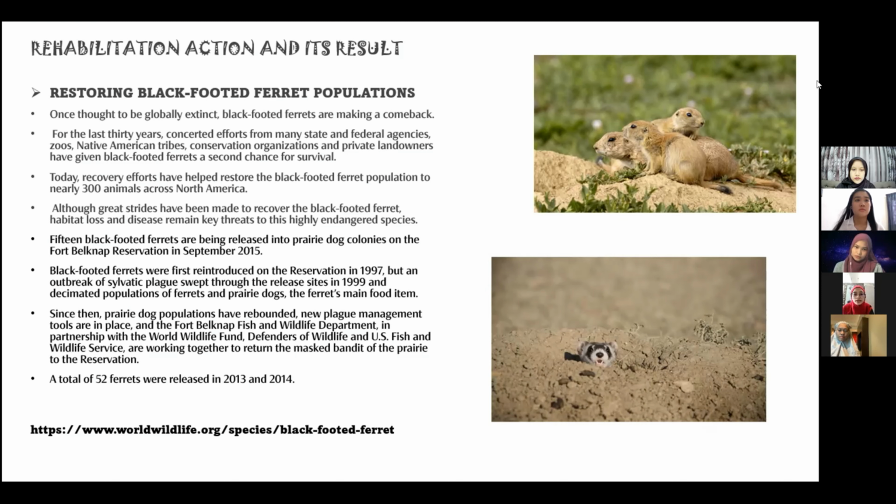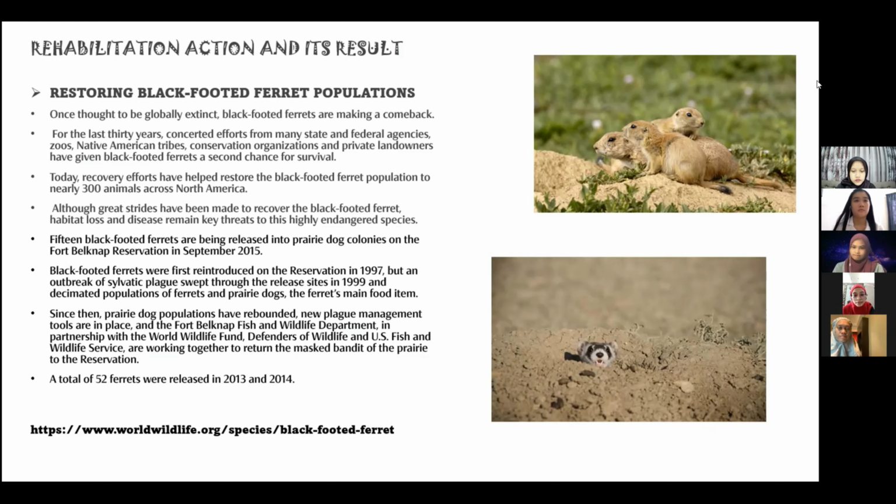After that, although great strides have been made to recover the black-footed ferret, habitat loss and disease remain key threats to this highly endangered species. 15 black-footed ferrets were released into prairie dog colonies on the Fort Belknap Reservation in September 2015. Black-footed ferrets were first introduced on the reservation in 1997, but an outbreak of sylvatic plague swept through the release sites in 1999 and decimated the populations of ferrets and prairie dogs, the ferret's main food item. Since then, prairie dog populations have rebounded.